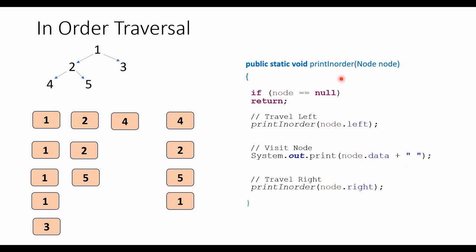Since 3 is not null, it will reach this point, and 3 dot left is null, so it will come back, and then it will visit that particular node, and beyond that 3 dot right has no node available. So the control comes back here, and since the function is complete and there is no other call, we have traversed the tree in in-order fashion.